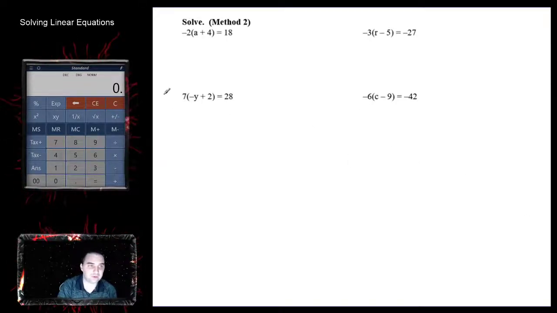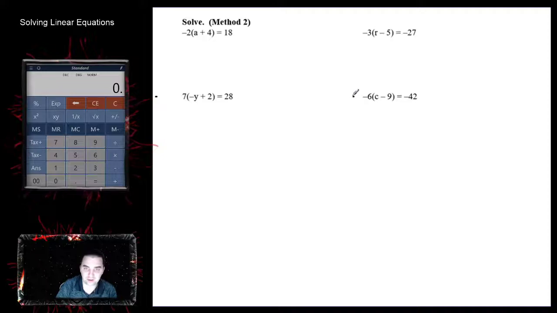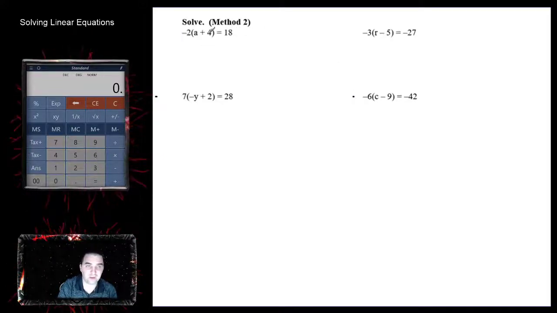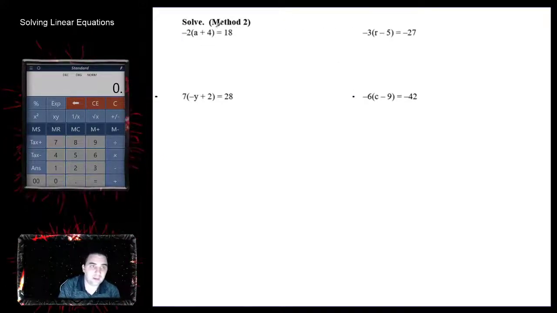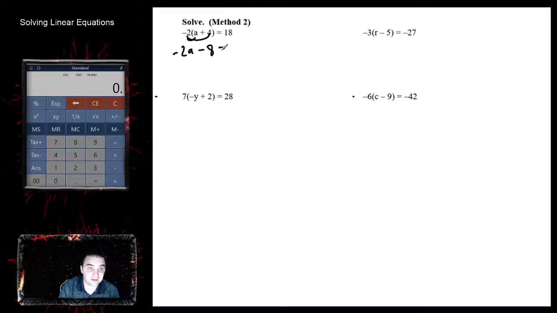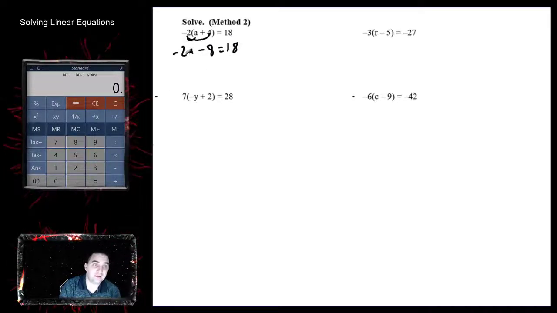Okay, next one. Same thing. I want you to try these two after I do the first top line. Method 2, remember, is to use the distributive property. So I'm going to distribute minus 2 times a is minus 2a. Minus 2 times 4 is minus 8. And that's equal to 18.